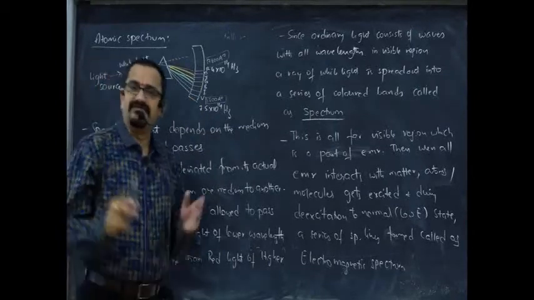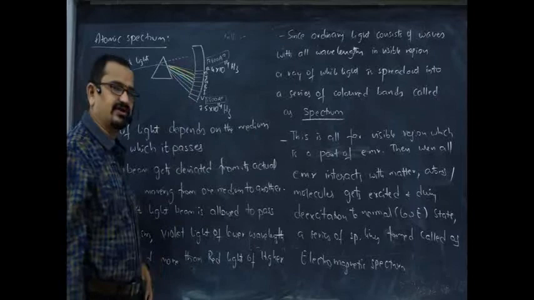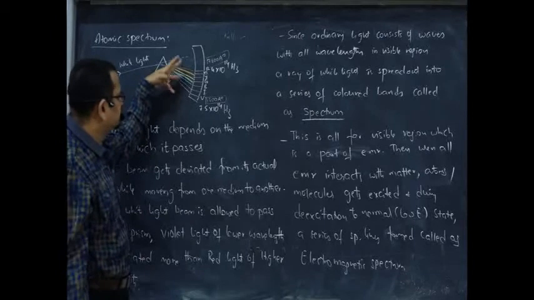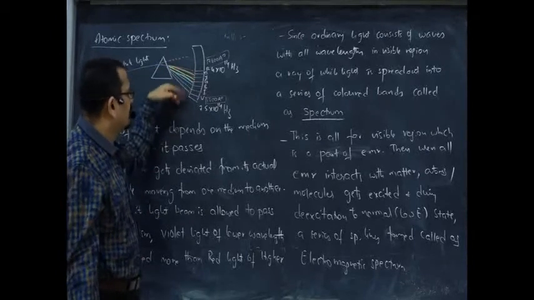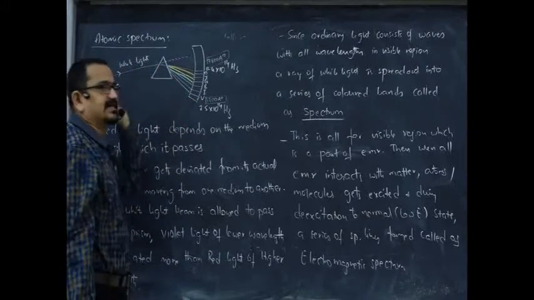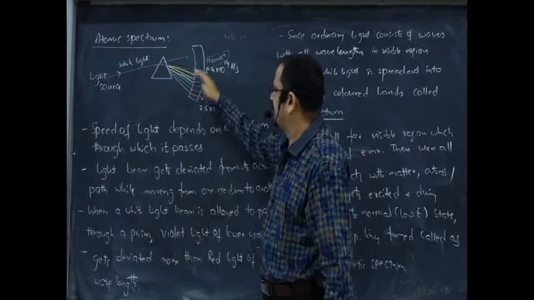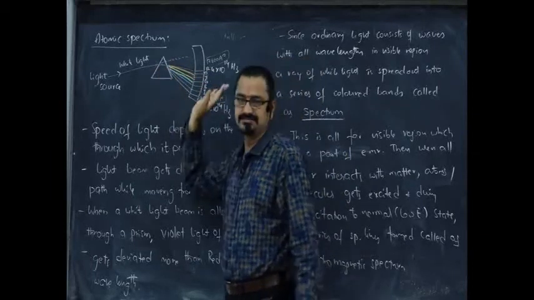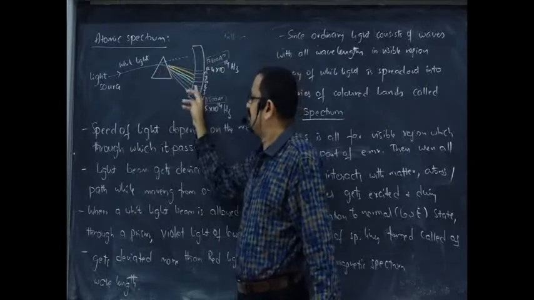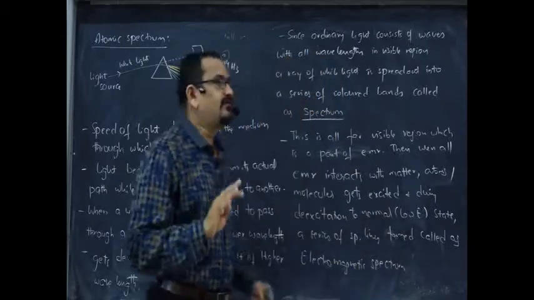Now, what is the basic definition of spectrum? The impression produced on a photographic film by a series of radiation dispersed out from a prism after getting analyzed. Once again, the definition: impression produced on a photographic film by a series of radiation generated after analyzing through a prism. So, this is the basic definition of spectrum.